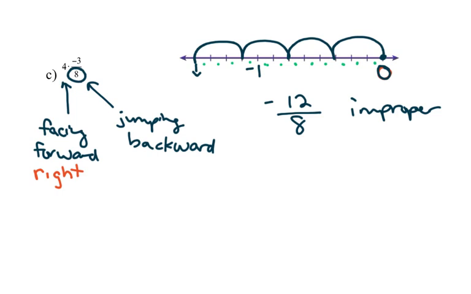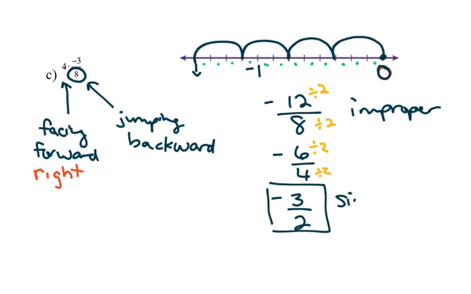If we want to simplify it, you could think about how far that is, but we could also use our other method by dividing both of these by 2 to help us simplify. We've learned that before. And so we have -6 over 4, and that doesn't simplify it enough, so we could divide by 2 again. And we can get -3 over 2. So this number is still improper, but it is simplified.